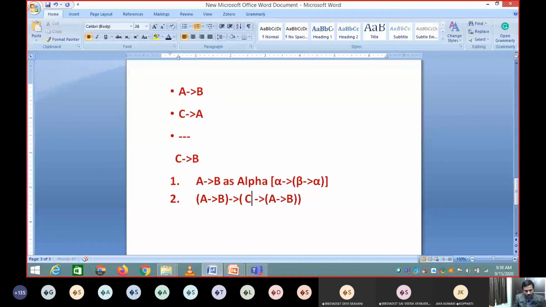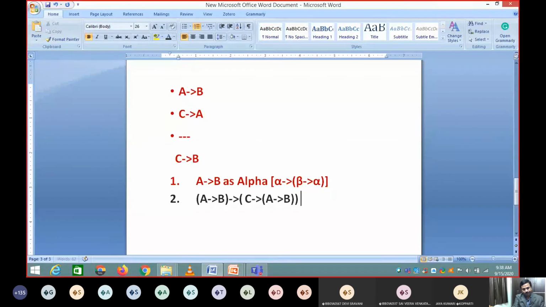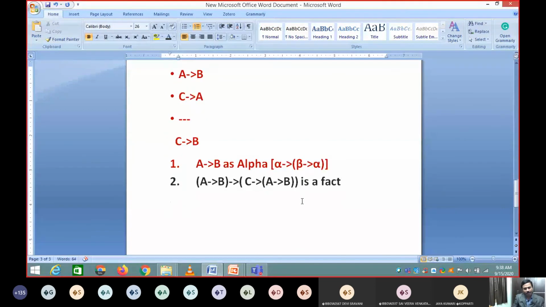Yes, sir. You need to understand, or you need to say whether what I have highlighted is right or wrong. Is this true? I have written the second statement is a fact. Is it right or wrong? Right. So what was given in our example is A to B was given as a fact. What is the inference from 2 to 3?